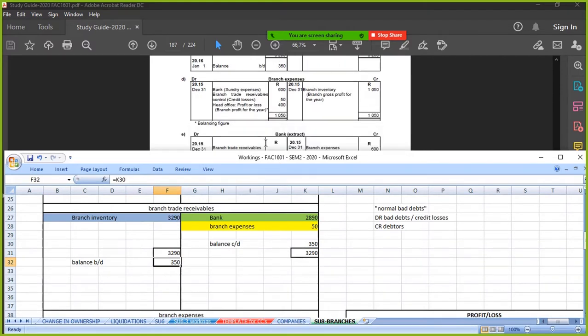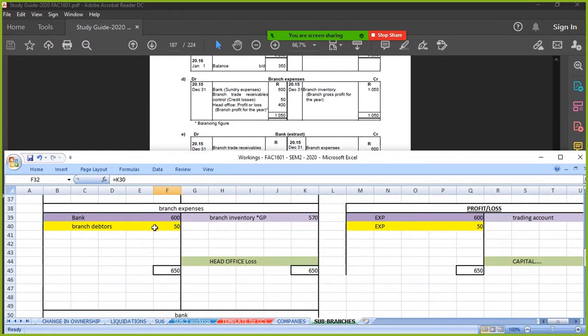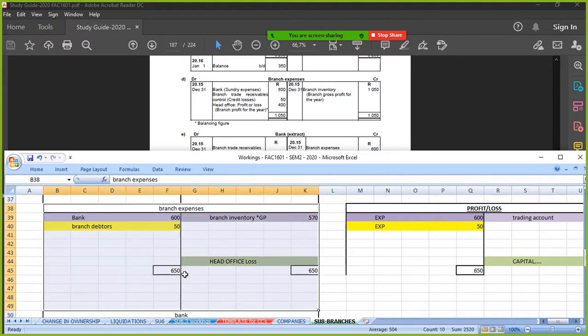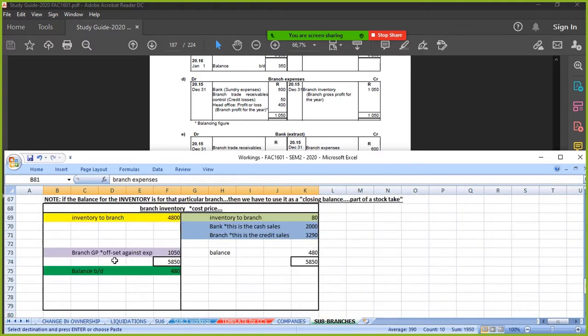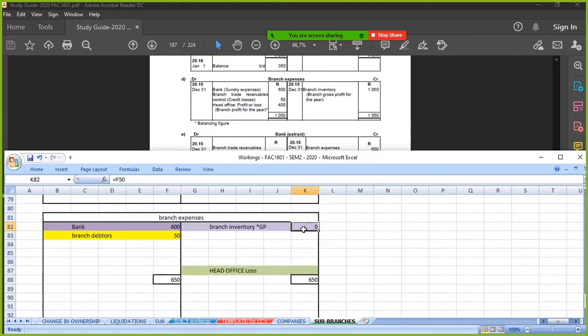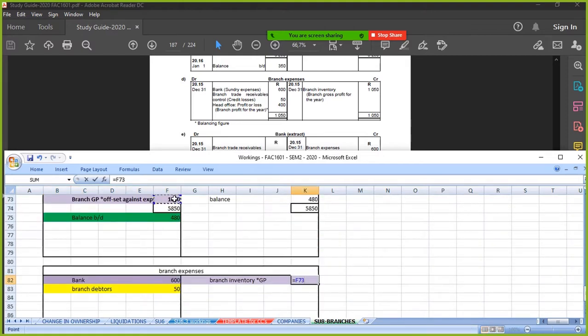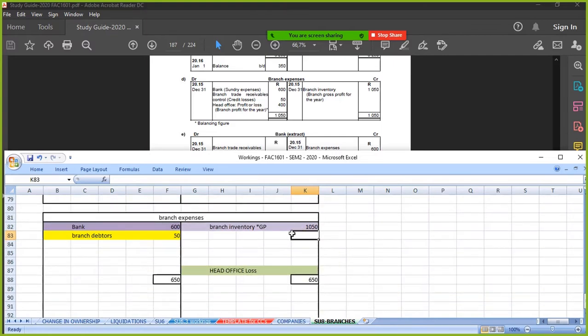Okay, what else do we have? Branch expenses. Here's my branch expenses. What do I have here? Obviously mine's going to be different to theirs. Let me also update this one. Okay, copy paste. All right, so assuming the gross profit has changed, the gross profit is now 1050. Okay, so if that's 1050 and that's 650, obviously it's a profit now, not a loss.